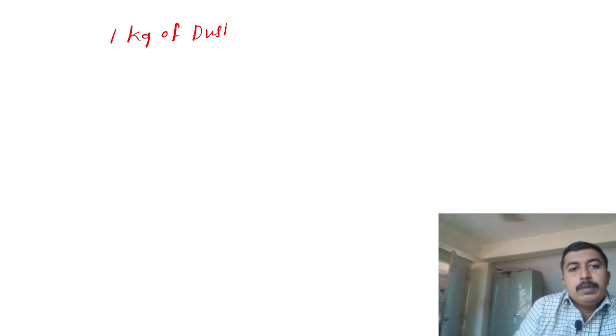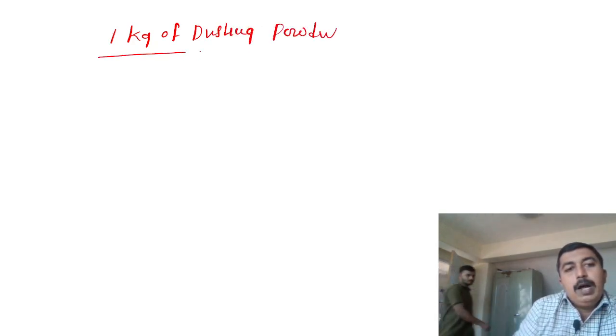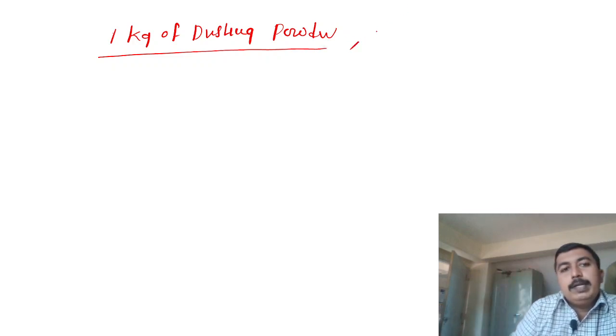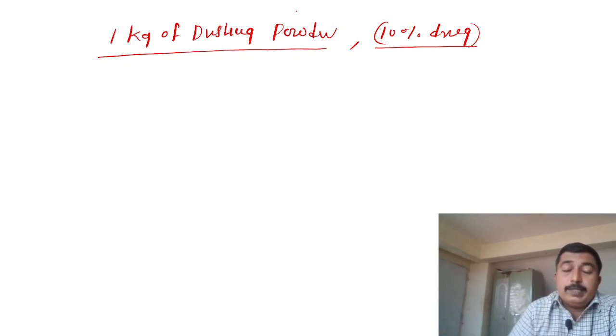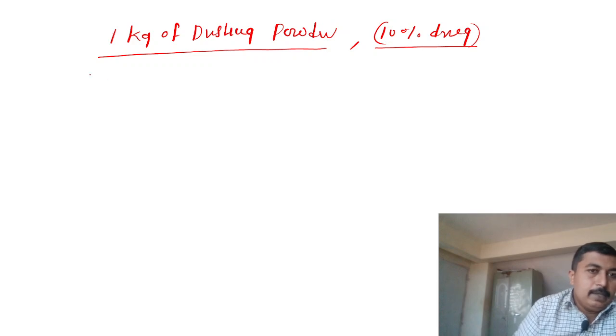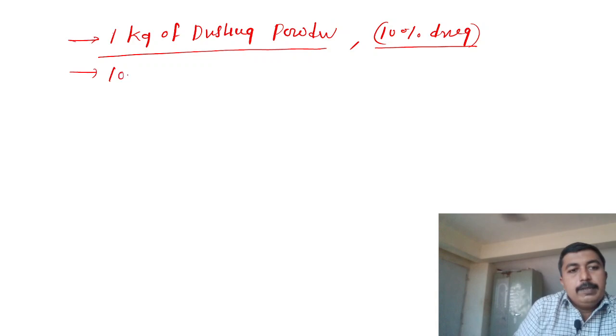So suppose I have to prepare a dusting powder at industrial scale. Suppose I have to prepare 1 kg of dusting powder, which contains how much concentration of drug? Suppose 1 kg of dusting powder contains 10% drug. How much is the quantity of drug in the dusting powder? I have to add 10% of drug in 1 kg. So how much is 10% of 1 kg? 10% of 1 kg means 100 gram.